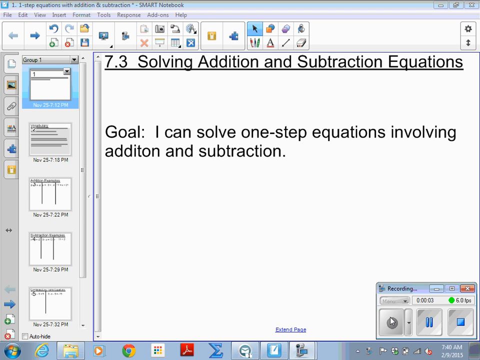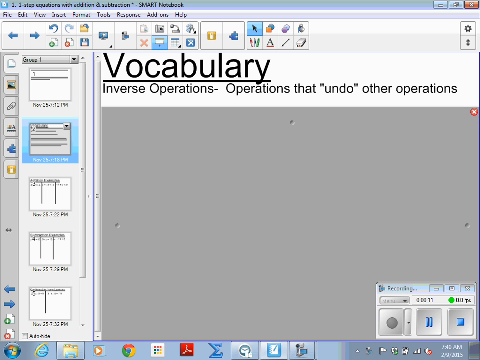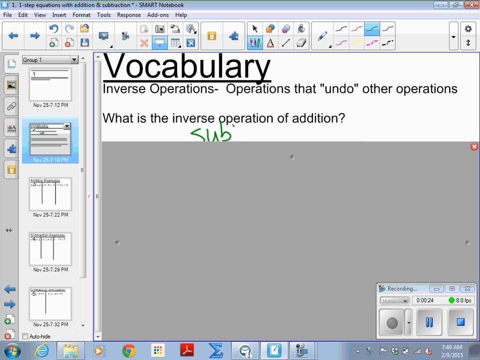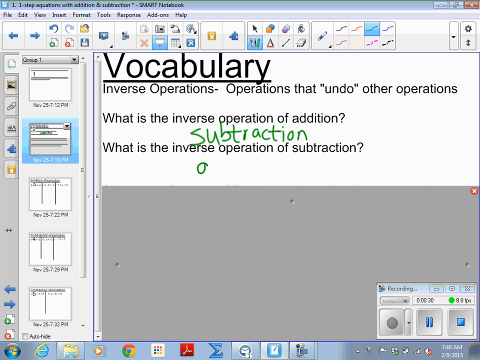Today's lesson, we are solving addition and subtraction equations, and the goal is to solve one-step equations involving addition and subtraction. Vocabulary. We have inverse operations. These are operations that undo other operations, or opposite operations. For example, the inverse operation of addition is subtraction. Exact opposite. The inverse of subtraction is addition.